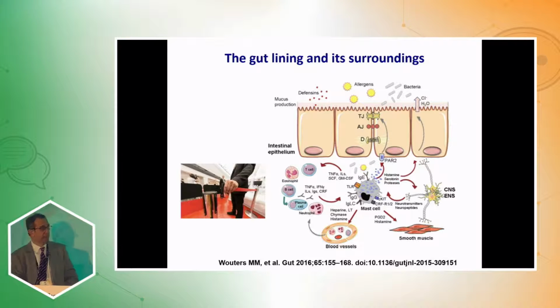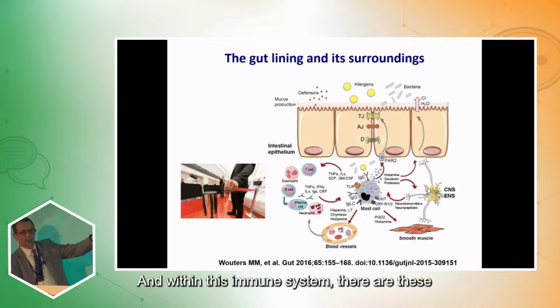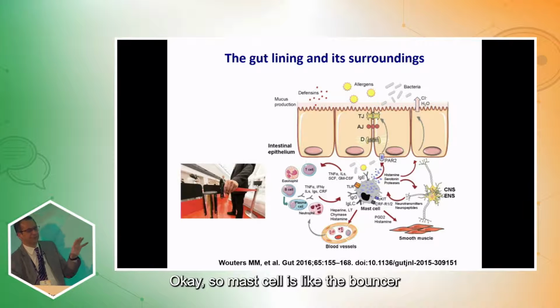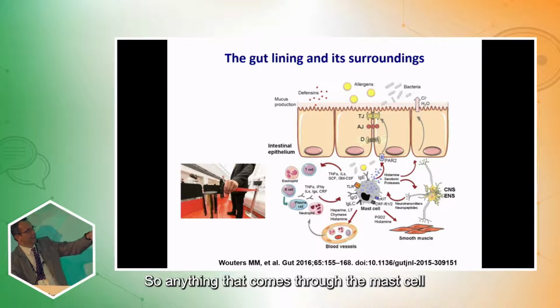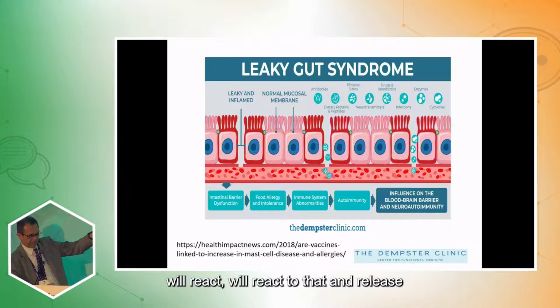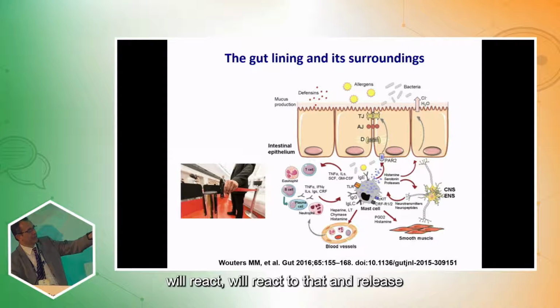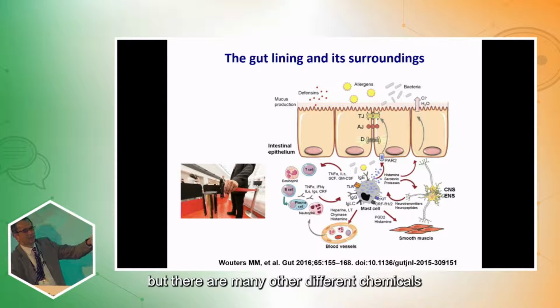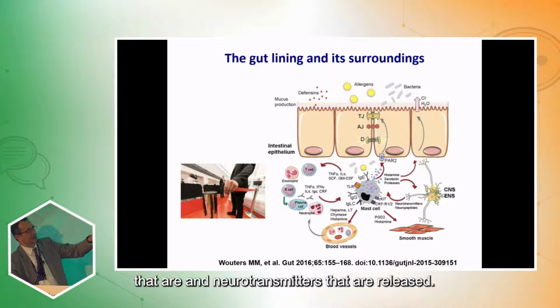And within this immune system, in the middle you can see that big blob, which is the mast cell, okay? So the mast cell is like the bouncer at the gate, the first responder. So anything that comes through, the mast cell will react to that and release a number of different types of chemicals. Histamine is the most commonly known one, but there are many other different chemicals and neurotransmitters that are released.